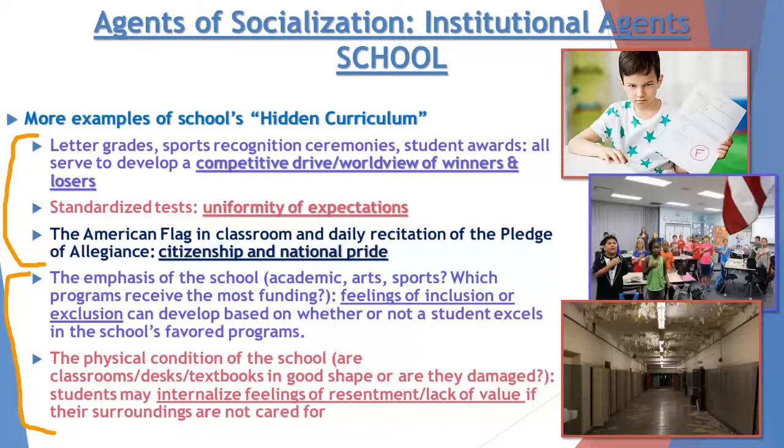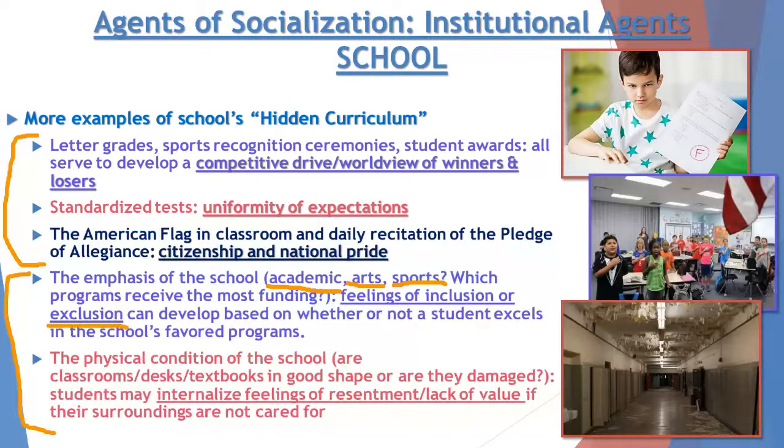Every school kind of has its thing. Is it a school that's known for academic excellence? Is it a school that excels at the arts or sports or music? Which programs at the school get the most funding? Depending on what school you go to, if you are going to a school that puts a lot of emphasis on sports and a lot of funding into sports, but you're not a very sporty person, you're more artistic, you like to play an instrument, then you might feel kind of excluded over time.